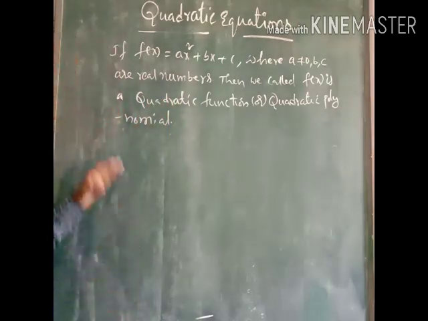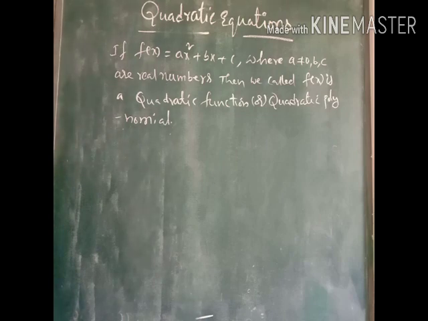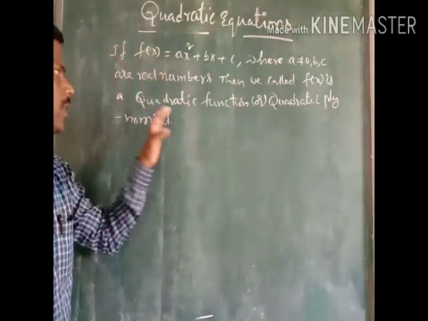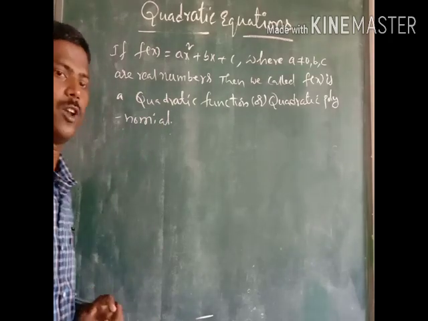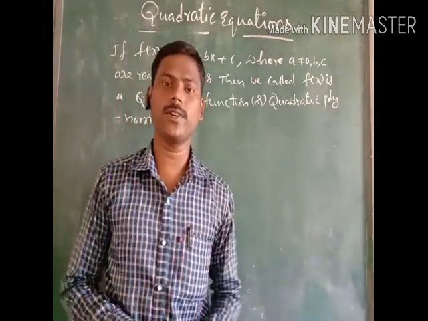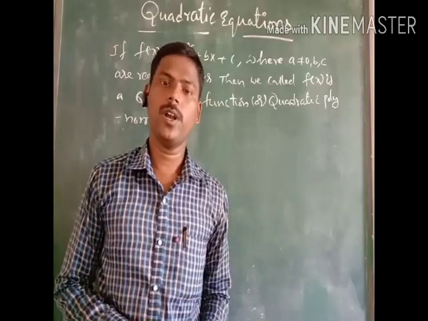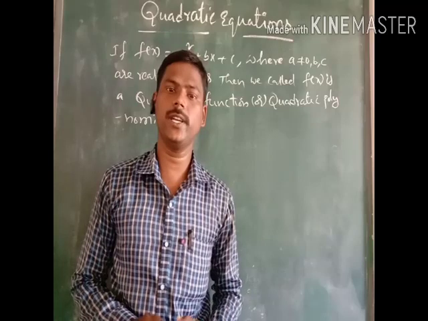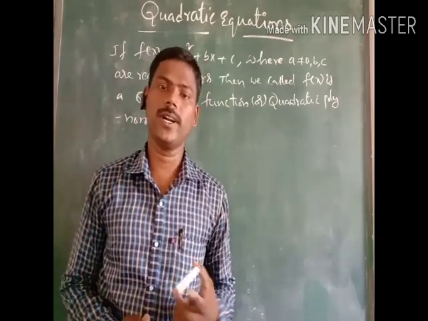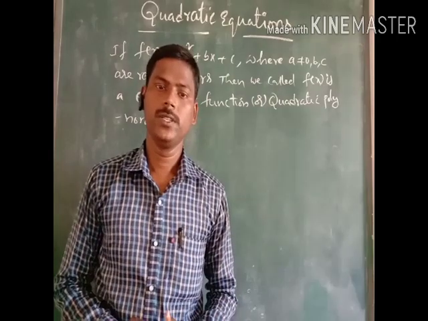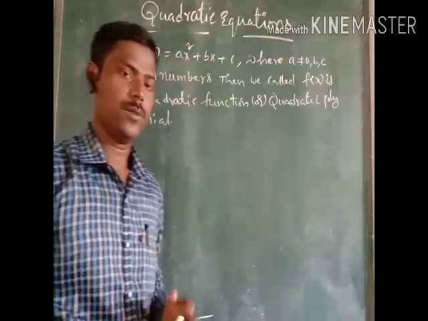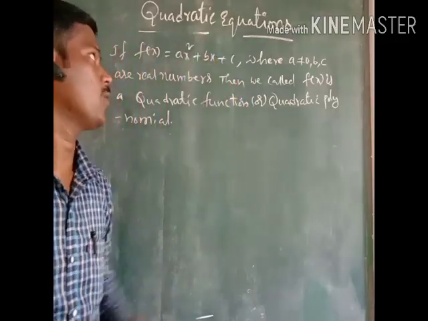For instance, children, if f of x is equal to ax square plus bx plus c, where a is not equal to 0 and b and c are real numbers, then we call f of x a quadratic function or quadratic polynomial. Otherwise, what is another definition for quadratic polynomial? A polynomial whose highest degree is 2 is called a quadratic polynomial. Okay, children? So this is about quadratic polynomial. Now come to our topic, quadratic equation.